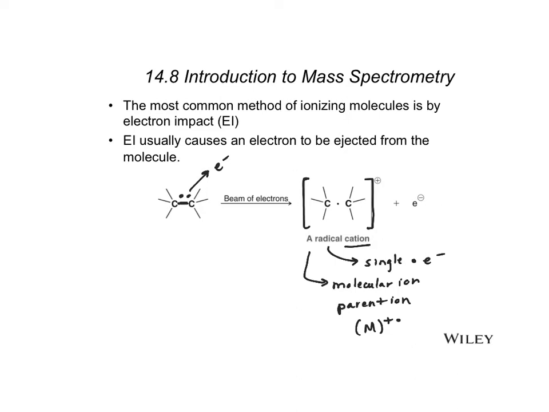Okay, so we're here. We've made our radical cation, right? Now, a thing to note: the electron that this guy just ejected, does it really have any mass to it? No, very, very little. So for the most part, this radical cation, our molecular ion, essentially has the same mass as our original sample, because the ejection of an electron doesn't really do anything.